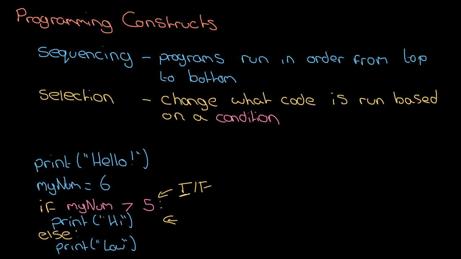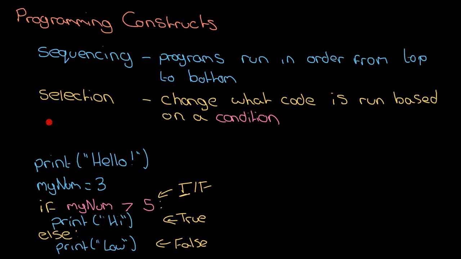But if I change my computer code a little bit higher up here, so let's change this so no longer it says my_num equals 6, let's do, I don't know, my_num equals 3, then that would switch around, because if my_num greater than 5 now equals false. So because of that, the false part of the if statement is run, so that's anything after the else, and so I'll get the word low printed. So it's just the idea that we have a condition, and if that condition is true, one part of the code is run. If it's false, another part of the code is run. Okay, so there's sequencing and selection.